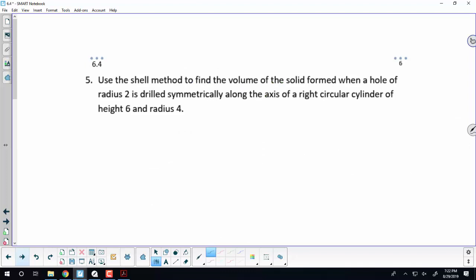So we've got three more. The last two examples are the ones where we revolve around a different axis. So let's use the shell method to find the volume of a solid formed when a hole of radius 2 is drilled symmetrically along the axis of a right circular cylinder, height 6, radius 4.